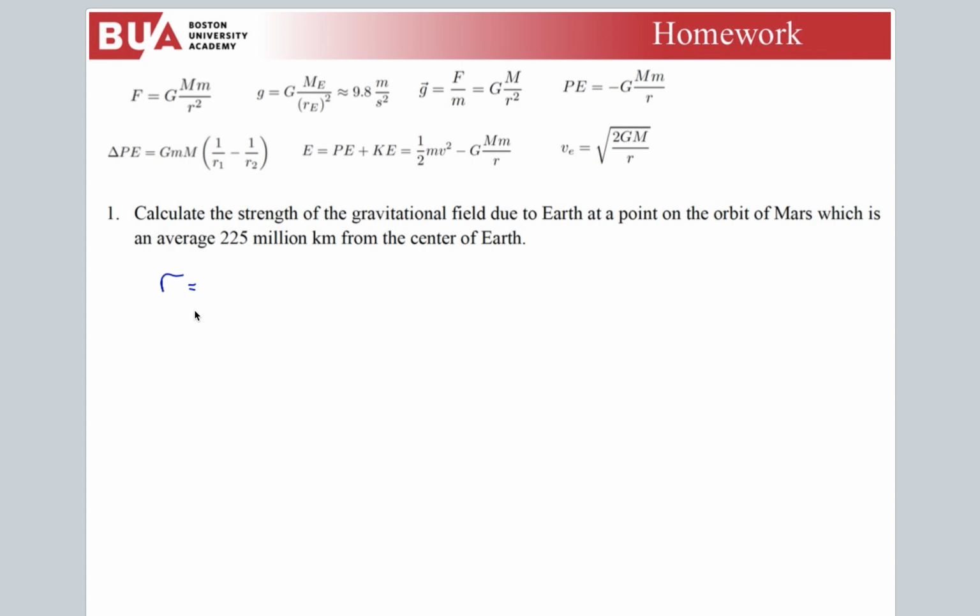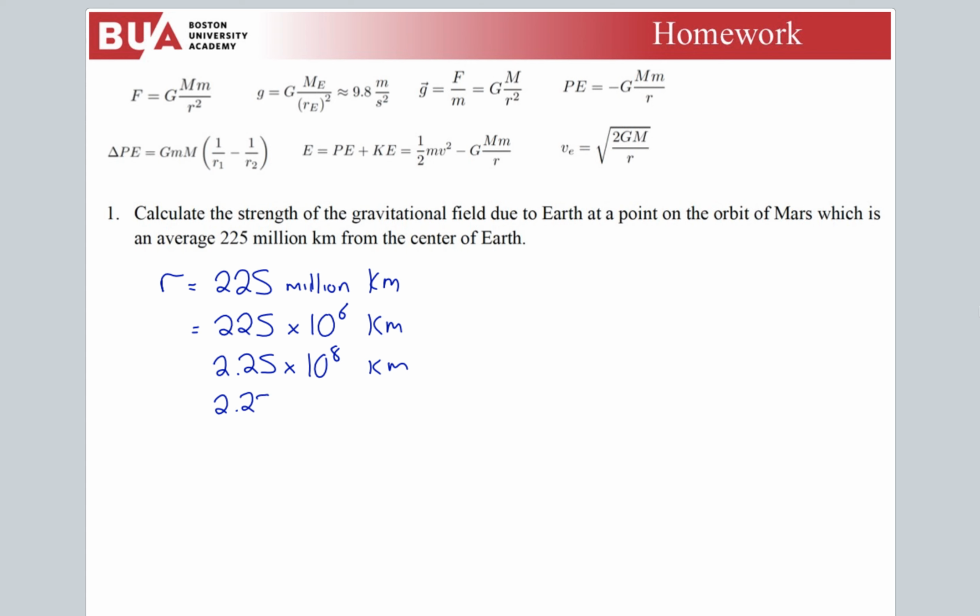So R, 225 million kilometers. Well, I'll move that out of the way. That is 225 times 10 to the 6 kilometers. That's 2.25 times 10 to the 8 kilometers. And then 1,000 meters in a kilometer. So 2.25 times 10 to the 11 meters. Okay?